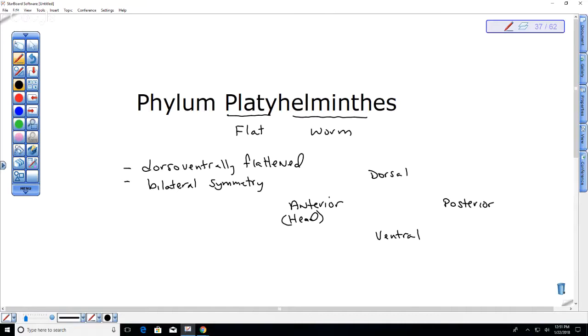Bilateral symmetry goes along with having a brain, and hence we have a head. If you think about a sea anemone, sea anemones don't have a back or a front. I guess they do have a dorsal and ventral surface, but they don't have an anterior or posterior surface, right? So this is the first time we see what is called cephalization. Cephala means head, and this is where we have a brain. Remember that the jellyfish lacked the brain. They did not have a brain.